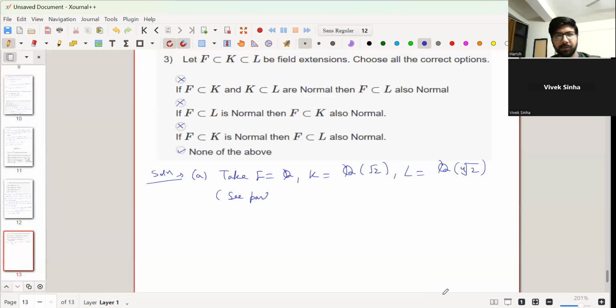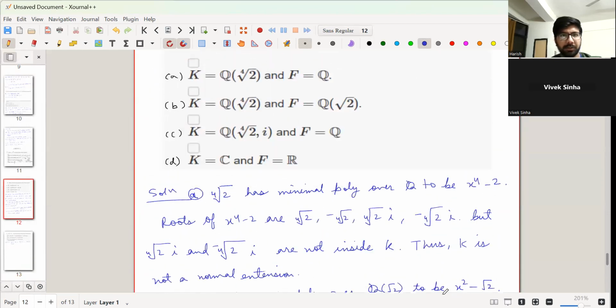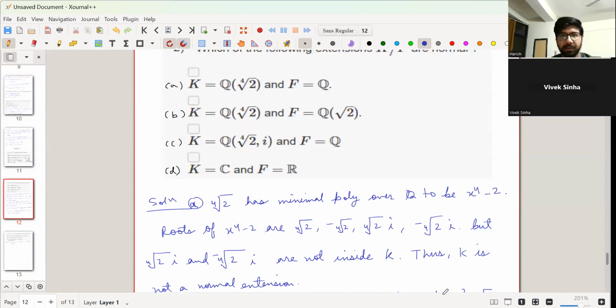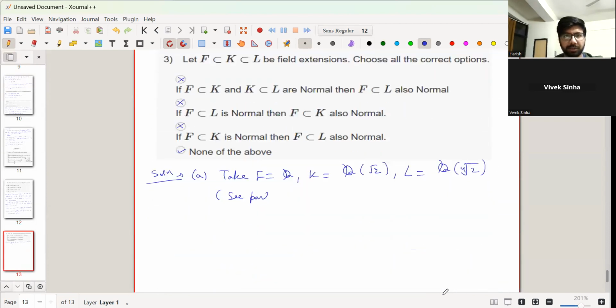What was the part? That was B part, right? A and B, just say the C question number 2. Okay, so this example will work. K is a normal extension of F, L is a normal extension of K, but L is not a normal extension of F.